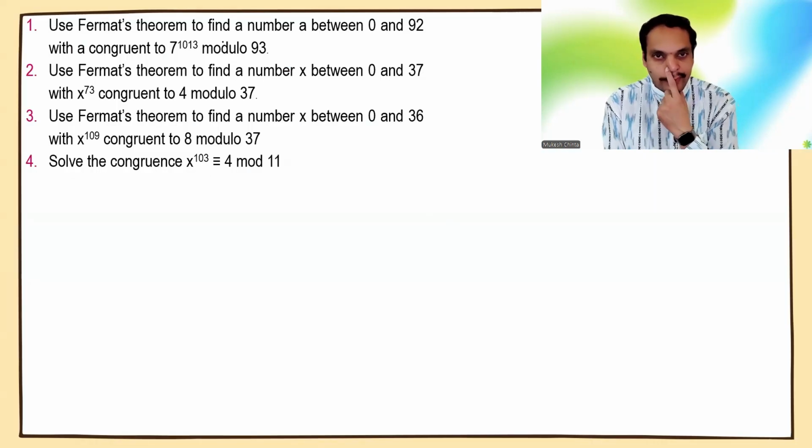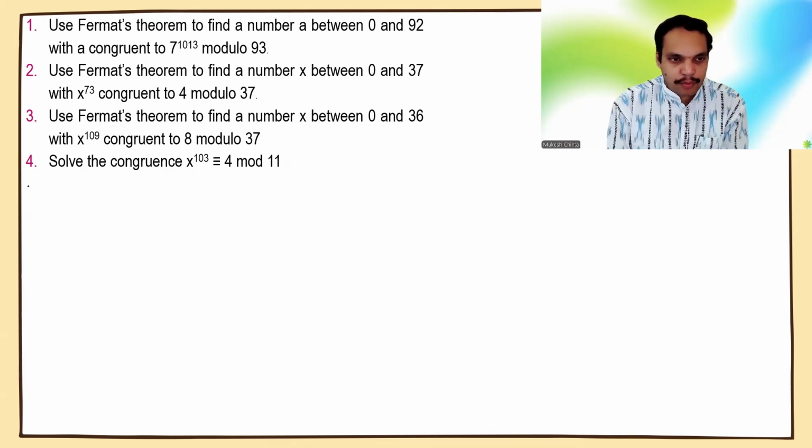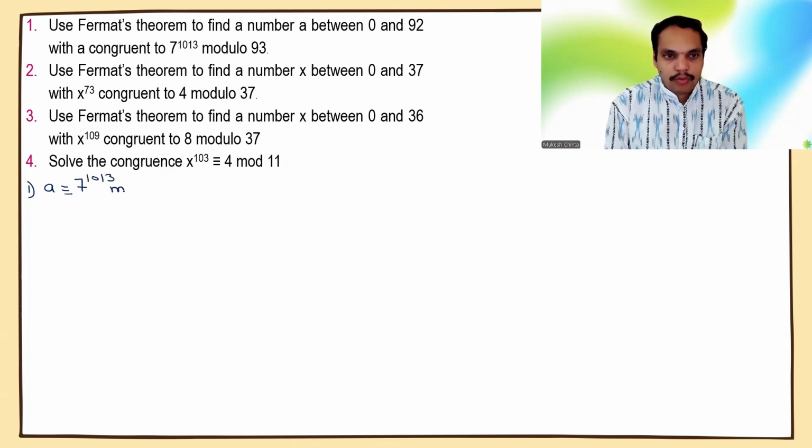Use Fermat's theorem to find a number A between 0 and 92 which is congruent to 7 power 1013 modulo 93. So for the first problem, what I need to do is find a number A which is congruent to 7 power 1013 modulo 93. So this is what I need to find out. So how do I find out?